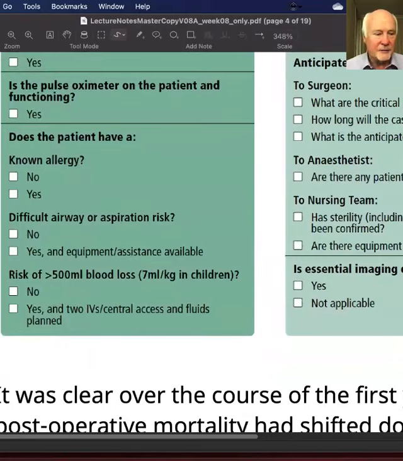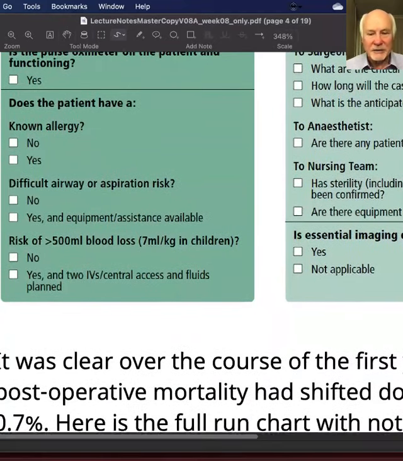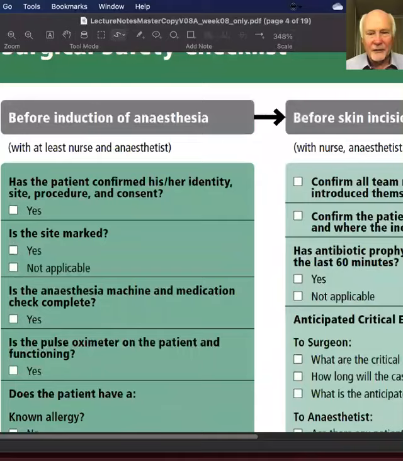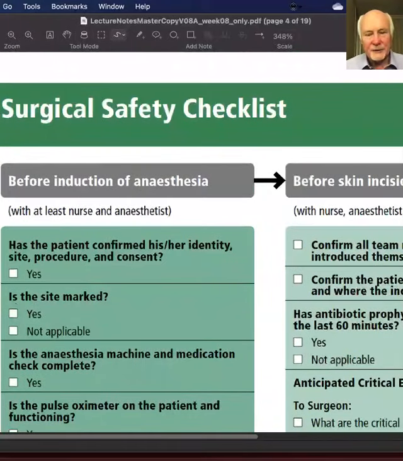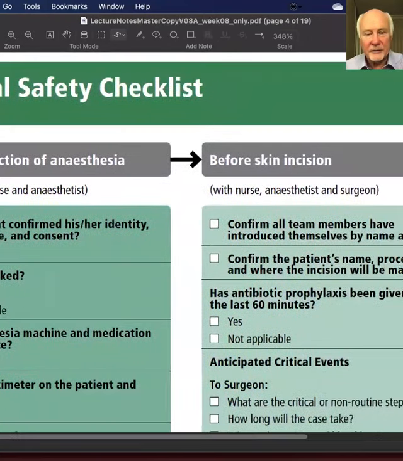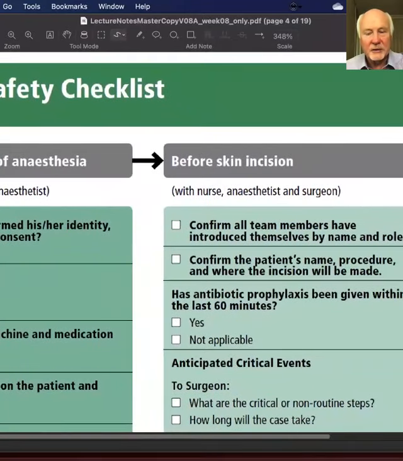Is the pulse oximeter, that's the thing that goes on your finger and measures the oxygen content of your blood, is that switched on and working? Check for allergies and so on. This kind of sounds like fairly obvious stuff, but in a hospital environment, what actually happens is there might be several different people that are responsible for these things, and they typically are operating under a lot of time pressure and so on. And so there's always a risk that these things will go wrong.